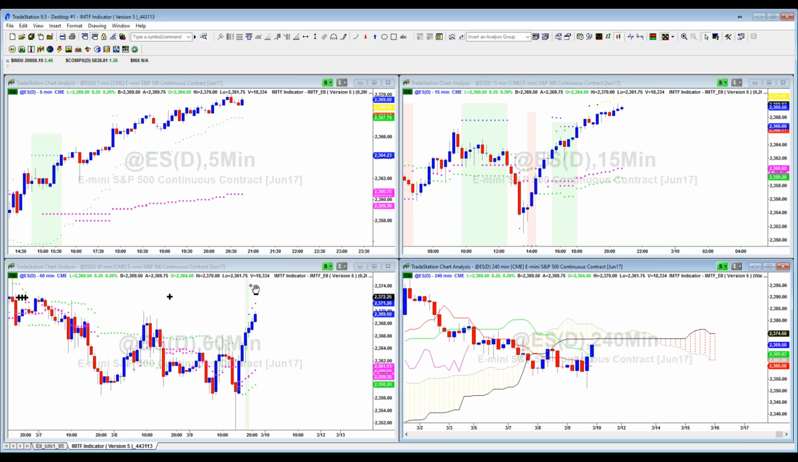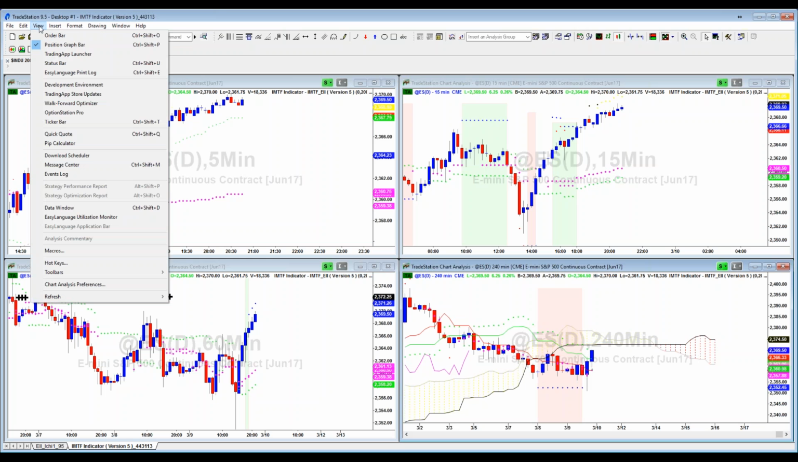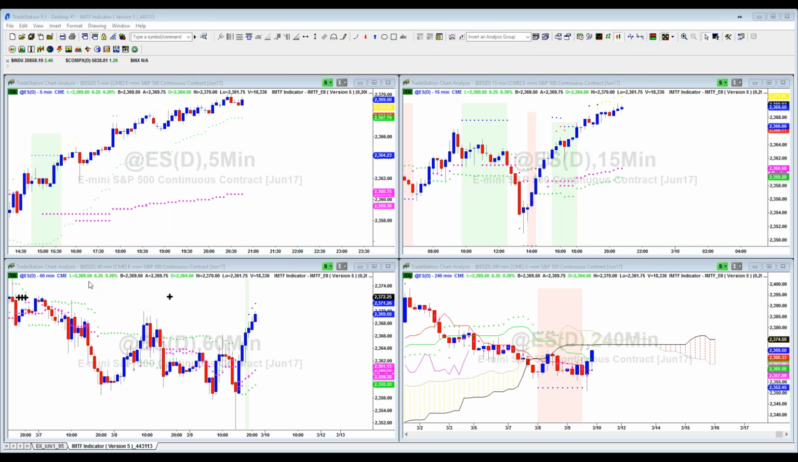Okay, so a couple of things you have to do. If you're using candlestick bars and your bars look a little distorted, you have to go to View, Chart Analysis Preferences, and this window here will appear. Okay, that window is not appearing. Hold on.